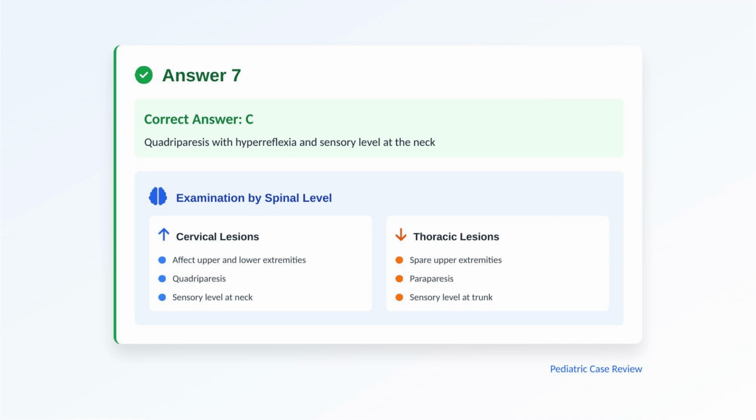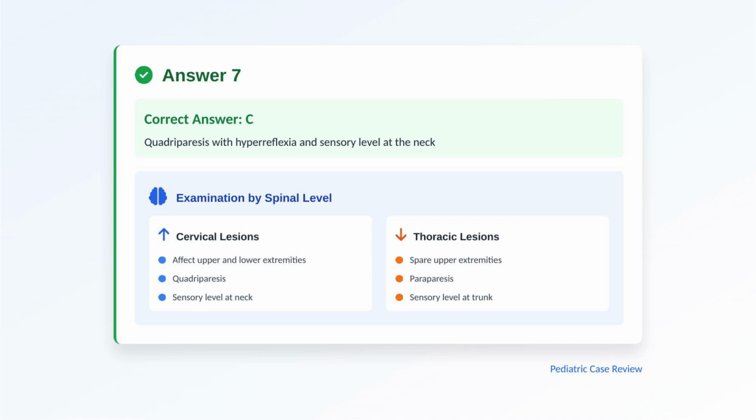Cervical transverse myelitis involves the upper portion of the spinal cord, resulting in quadriparesis, weakness of all four extremities, along with hyperreflexia and a sensory level corresponding to the neck. This pattern occurs because cervical lesions affect nerve tracts controlling both upper and lower extremities.